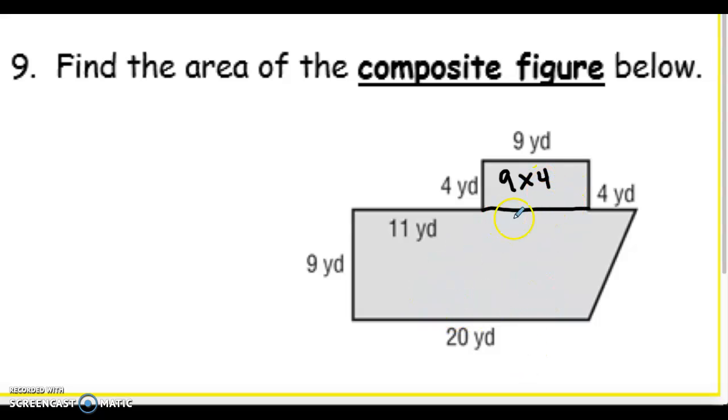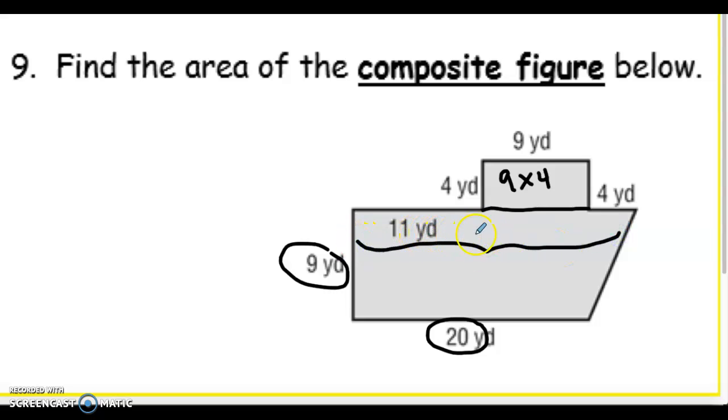Now the trapezoid, this is a little tricky. So the trapezoid has a base of 20, a height of 9, and the other base right here, you actually have to add together 11 plus 9 plus the 4. So that's going to be 24.